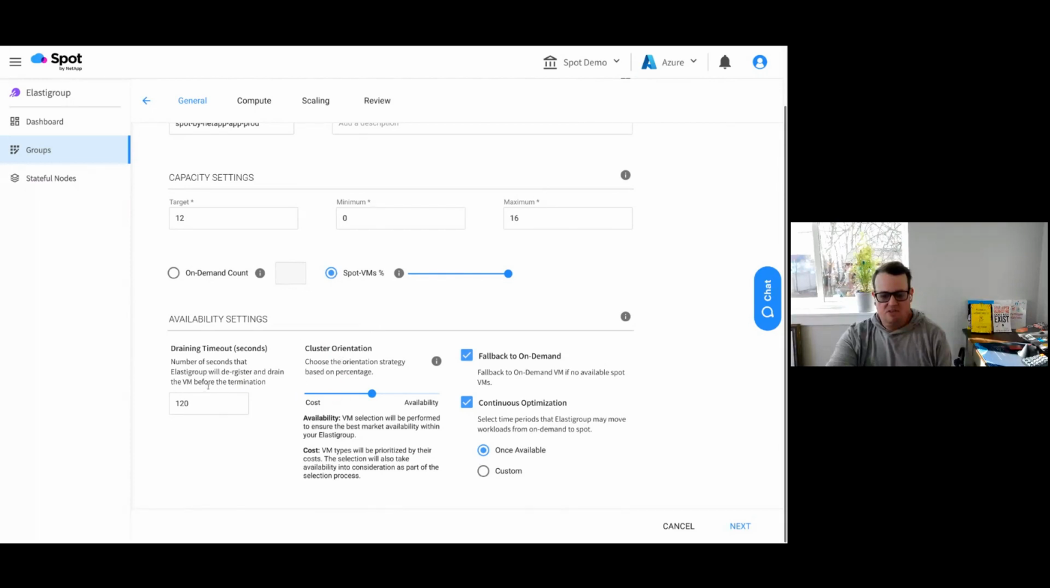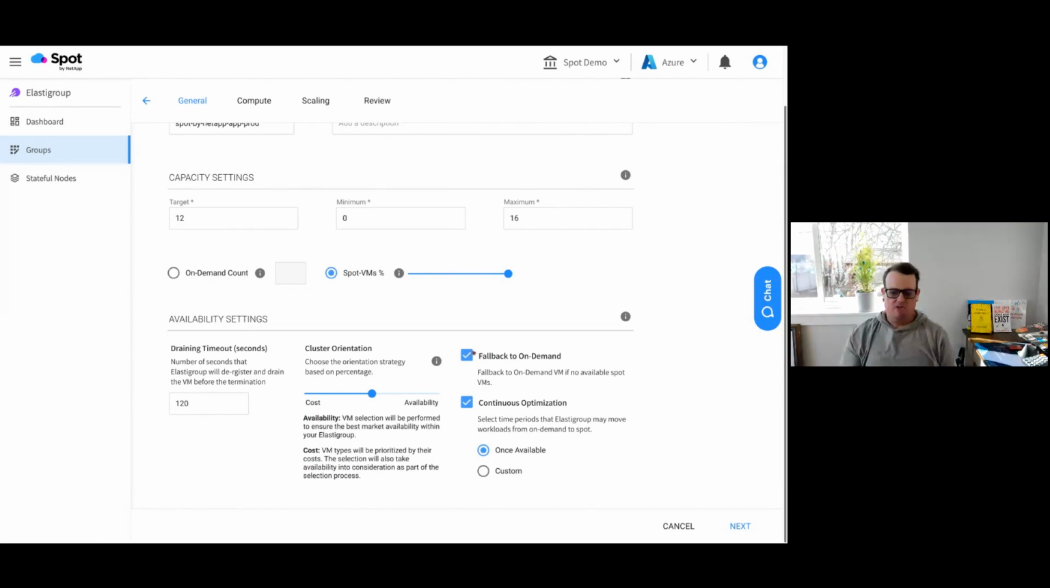Cluster orientation, you can set your strategy here. That means, are we going to balance our cluster for cost, or are we going to balance it for availability? Availability means we're going to make sure that we're using the best markets for availability within your Elastic group, and cost means we're going to prioritize based on cost, which means we're going to take availability into consideration, but cost is always going to be more important.